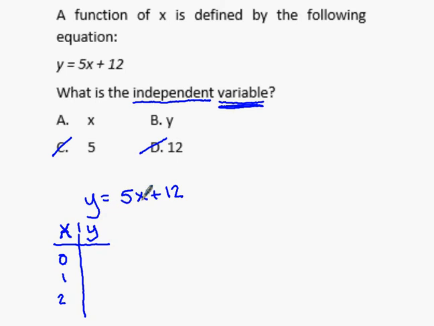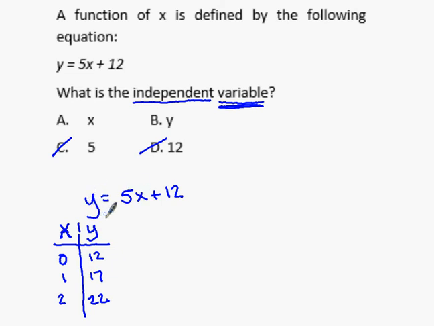So if I replace the x with a 0, 5 times 0 plus 12, that would give you a 12 for your y. And if I replace the x with a 1, 5 times 1 plus 12, that gives you 17. And if I replaced it with a 2, 5 times 2 plus 12, that gives you 22. And you could literally replace that x with any number, and it would give you a y.